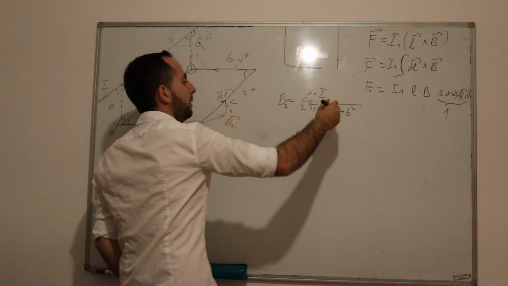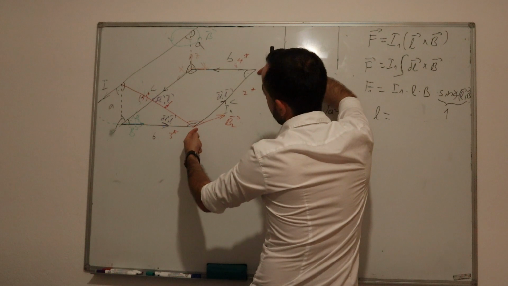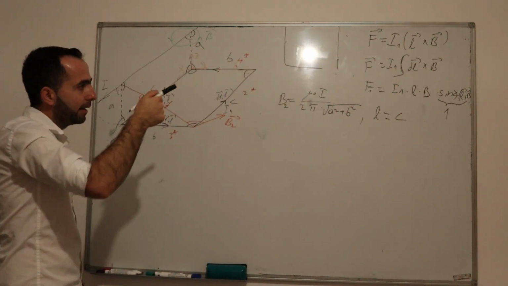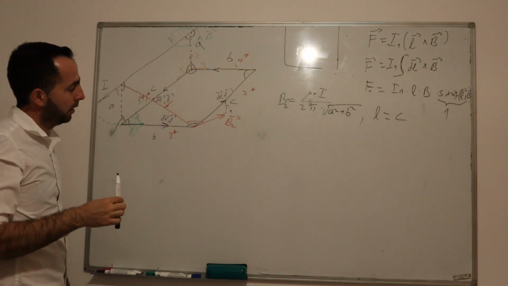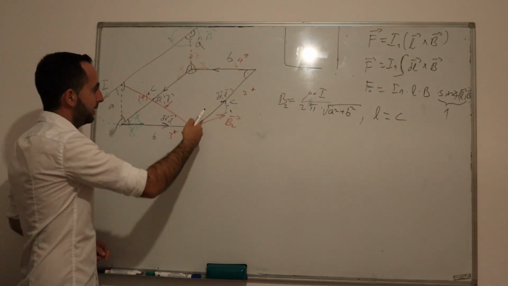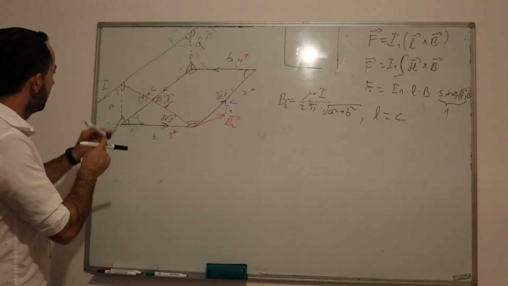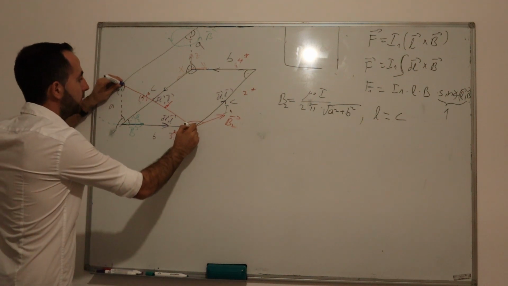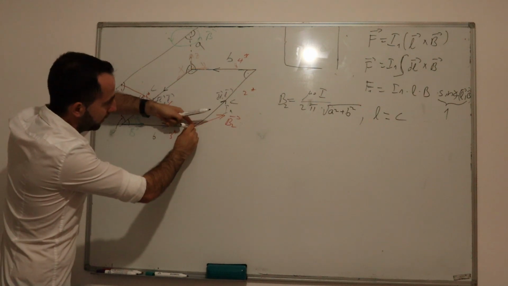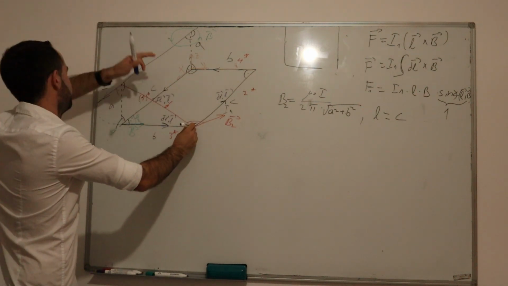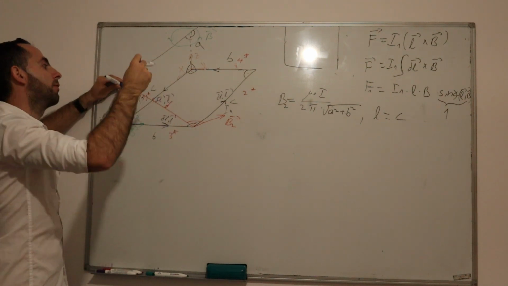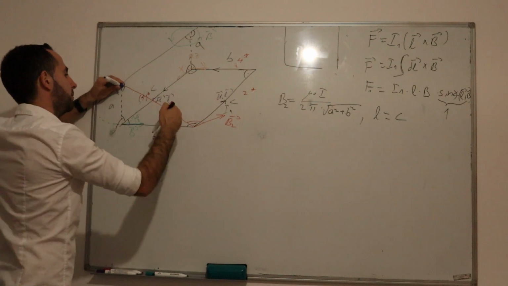Now we need L, the length. Length is once again this, which is C. And we need the angle between L and B. Well, what is this? This is actually, as I said, this conductor and this conductor are parallel. And this conductor creates a magnetic field, these are the lines, this is the tangent of the magnetic field, but this is the conductor.